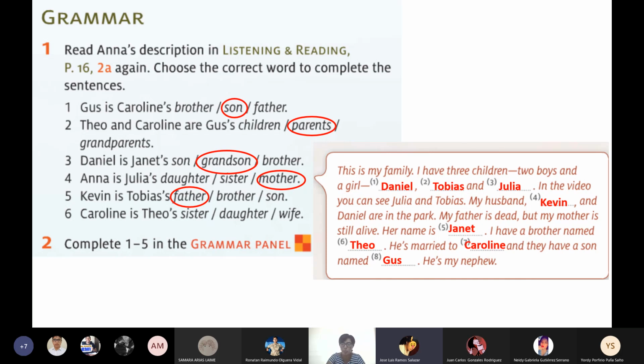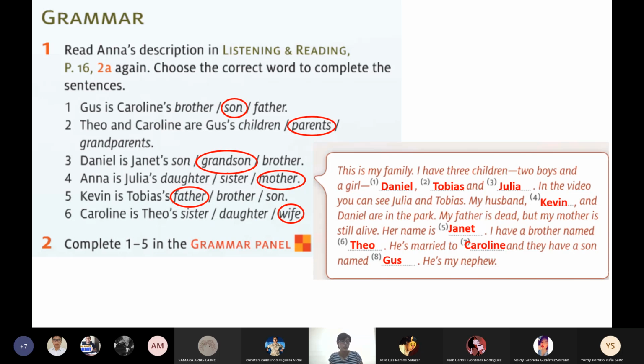José Luis, ¿qué significa married? Married. Por eso le dije teacher wifi. ¿Cómo se le pronuncia? Wife. Okay, perfect. Wife. Yes. So Caroline is Theo's wife, right? Caroline is Theo's wife. Thank you. Perfect. Thank you so much, José Luis. That's correct. So Caroline is Theo's wife.